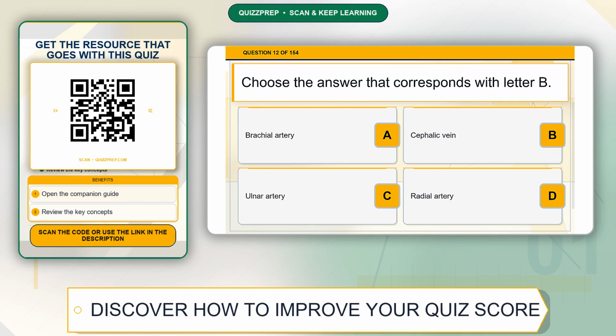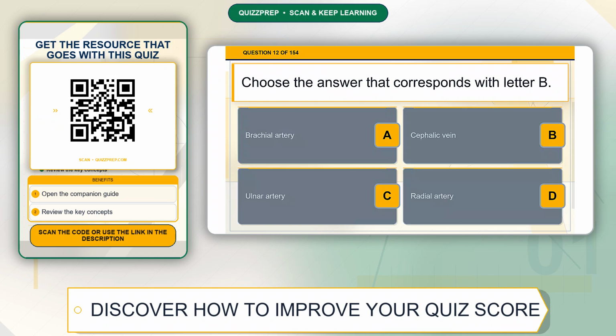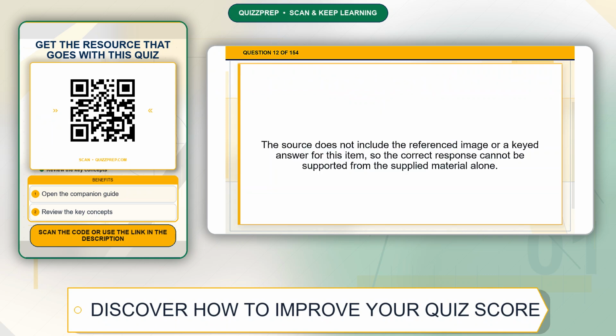Question 12. Choose the answer that corresponds with letter B. Option A, brachial artery. Option B, cephalic vein. Option C, ulnar artery. Option D, radial artery. The correct answer is now shown. Explanation. The source does not include the referenced image or a keyed answer for this item, so the correct response cannot be supported from the supplied material alone.